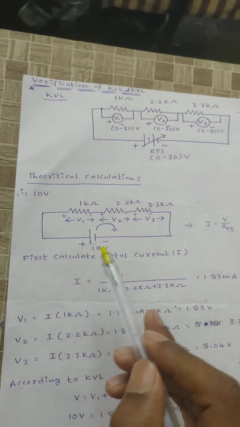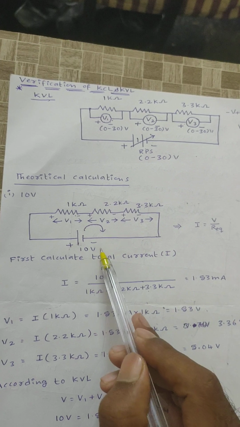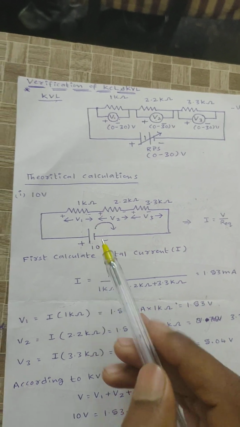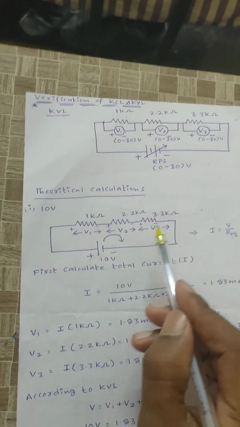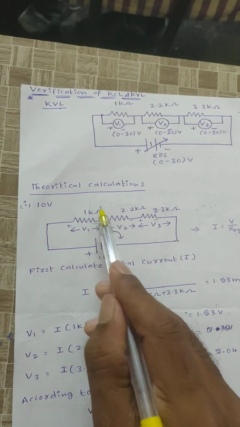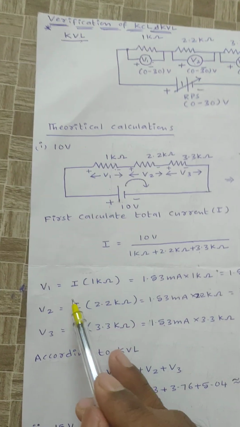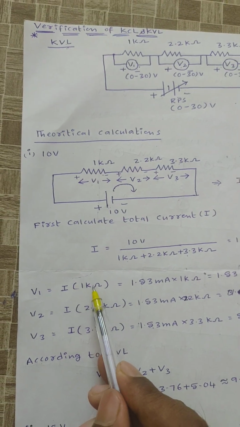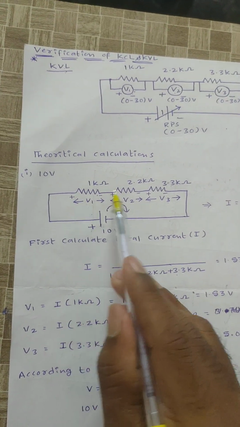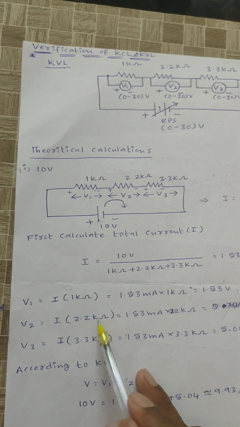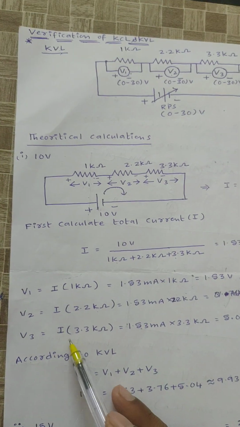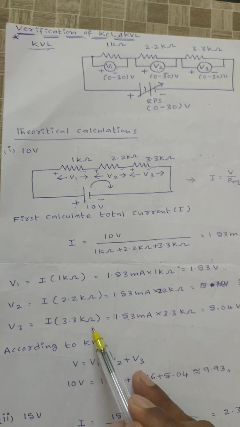Our aim is to satisfy V is equal to V1 plus V2 plus V3. The V value is known. Next I need to calculate V1, V2, V3. V1 is nothing but the current flowing through that branch into that branch resistance, that is V1 is equal to I into 1 kilo ohm. Similarly V2 is equal to I into 2.2 kilo ohm, and V3 is equal to I into 3.3 kilo ohm.